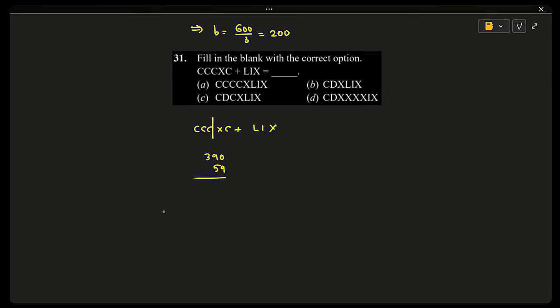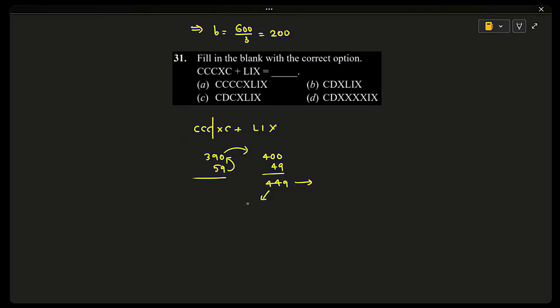So compensation method, I want to make 390 as 400. So I'll be taking 10 from 59 and giving it to 390. It will become 400 and 59 will become 49. So this is 449. Now express this in Roman numerals.